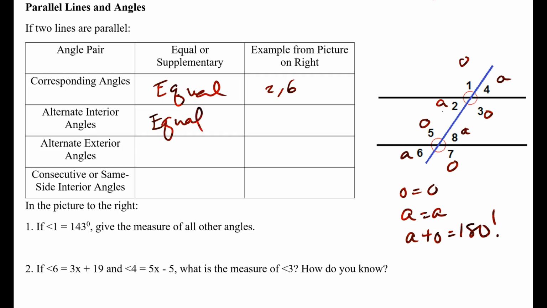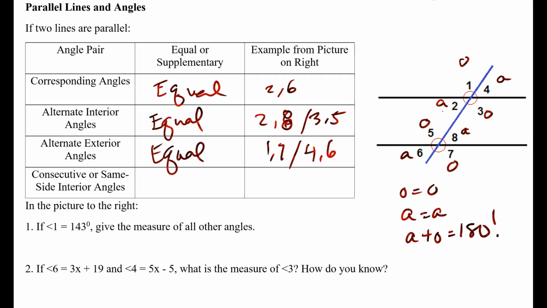You know why? Because they're inside and they alternate. They switch. So 2 and 8 will work. I took 2 and 6, I was looking at the 6 up there. 2 and 8, and then 3 and 5. Alternate exterior, they switch on the outside. We know that they're equal because that's an O, and that's an O. 1 and 7. And then that's an A, that's an A. 4 and 6. Switch on the outside.